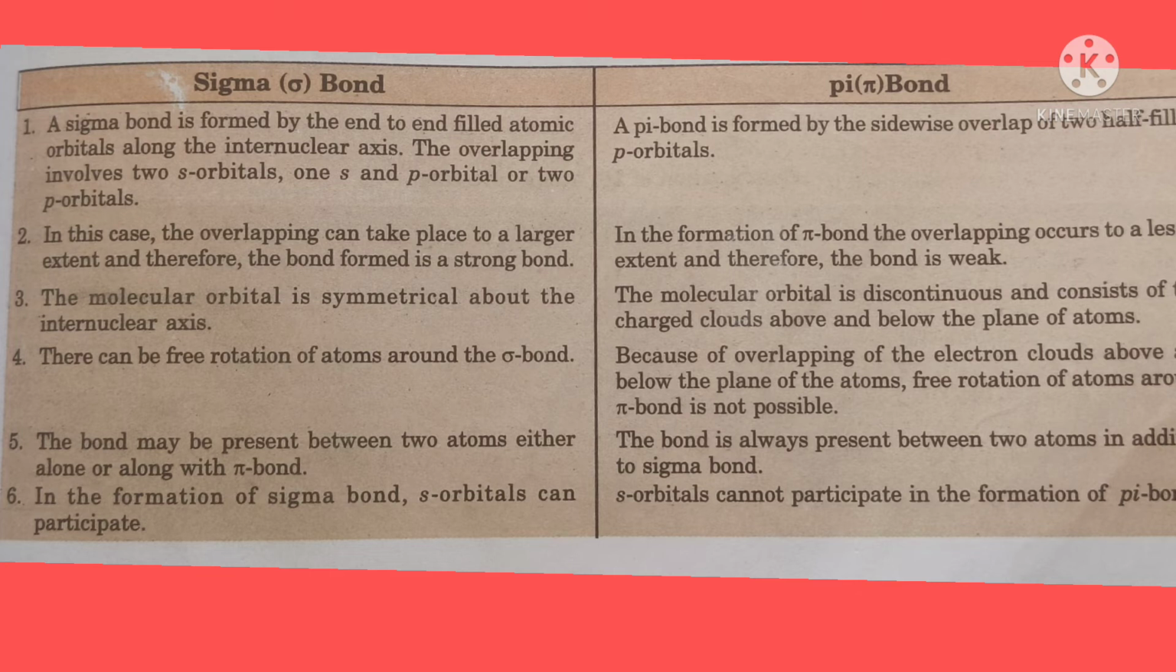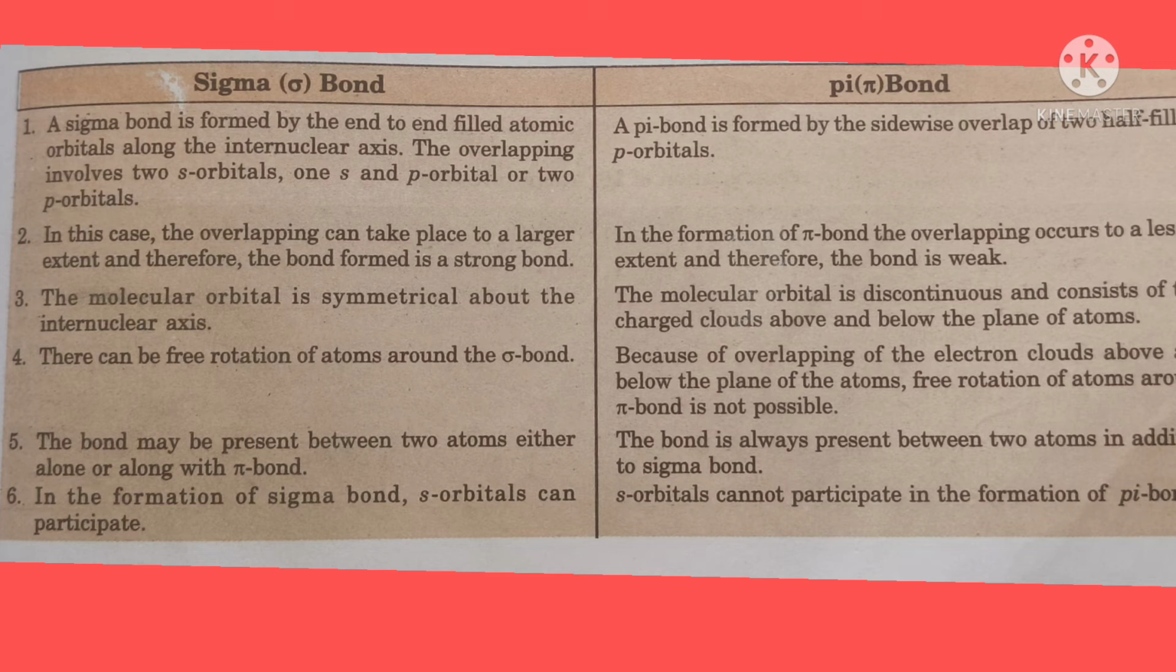The molecular orbital is symmetrical about the internuclear axis in a sigma bond, whereas in pi bond, the molecular orbital is discontinuous and consists of charged clouds above and below the plane of atoms. There can be free rotation of atoms around the sigma bond, but because of overlapping of electron clouds above and below the plane of atoms in pi bond, the free rotation is not possible.